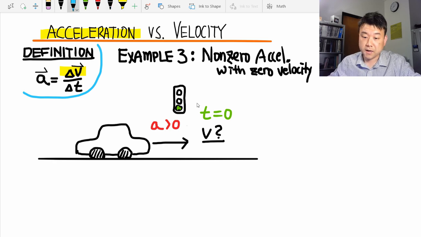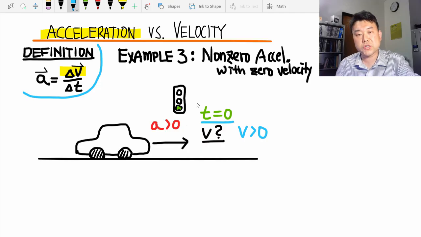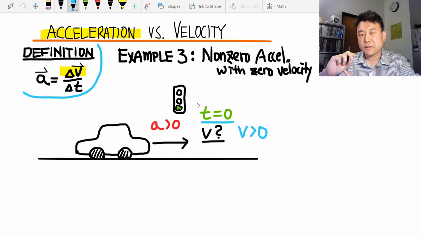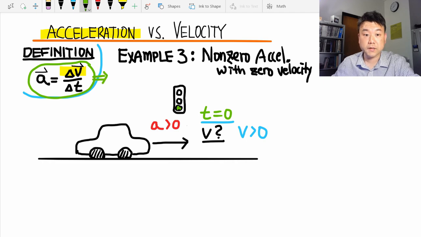It's tempting to say that the velocity of the car is also greater than zero. After all, isn't it moving forward? But what you have to carefully consider is that we are looking at time equals zero. This is the moment at which the light turned from red to green. Now, let me do a little bit of math here. I can take this definition here and turn it into a statement about the change of velocity. So the change of velocity is acceleration times duration of time.